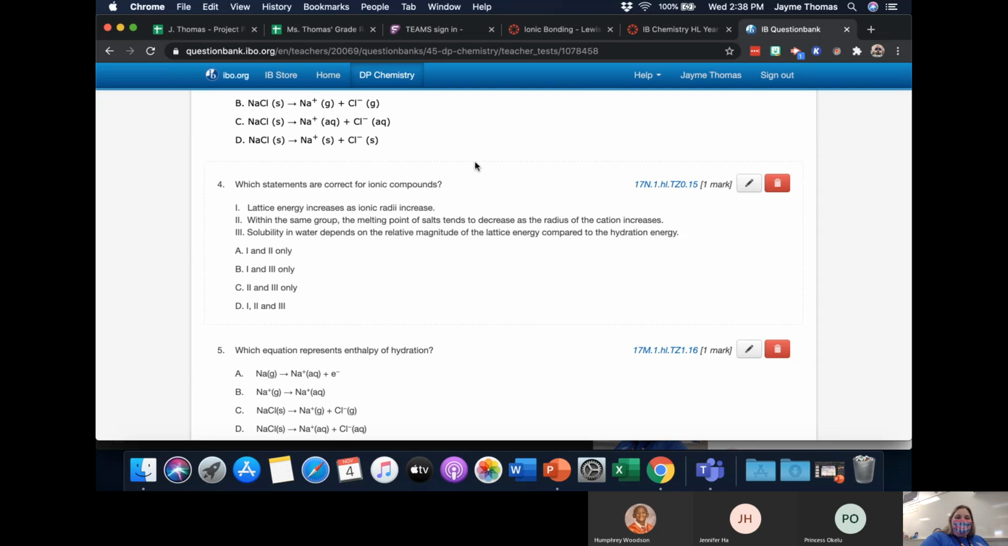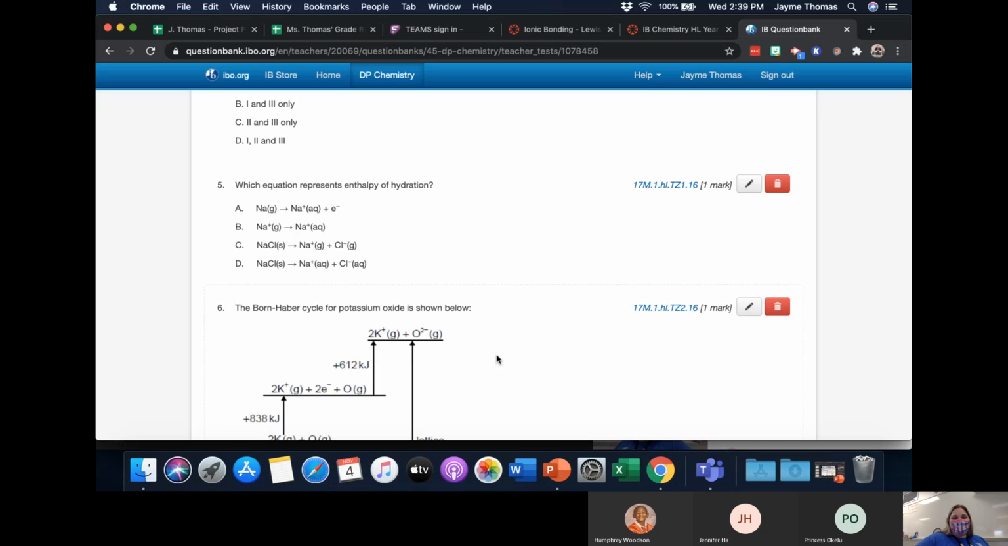And then number 3 has to do with solubility. Solubility in water depends on the relative magnitude of the lattice energy compared to the hydration energy. That is true because, as I said in your notes, that's the definition. The solubility is the enthalpy of solution, calculated by adding your lattice enthalpy and your hydration enthalpy. Both go into whether something will dissolve or how much it will dissolve. So C is correct because 2 and 3 are true, but 1 is false. But again, you're saving time. If you know 1 is not true and you look at your answer choices, you know it's C.